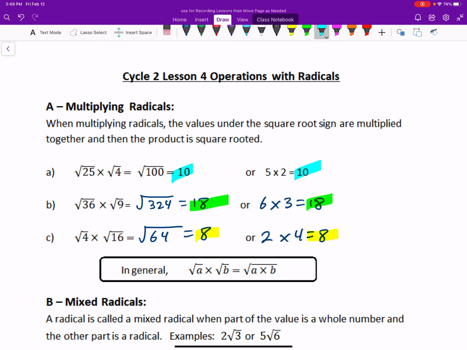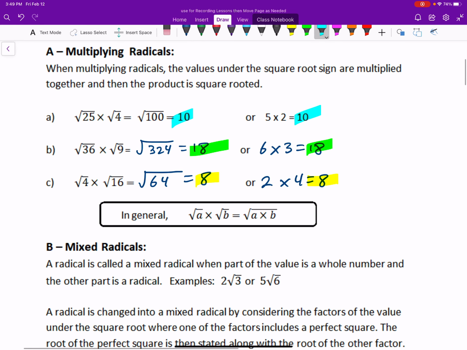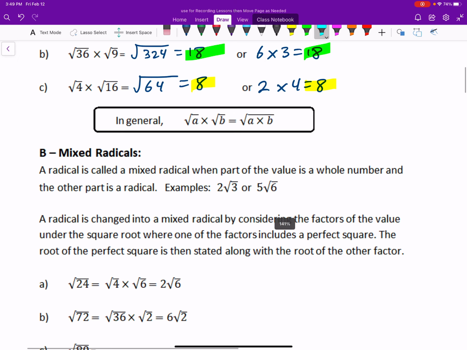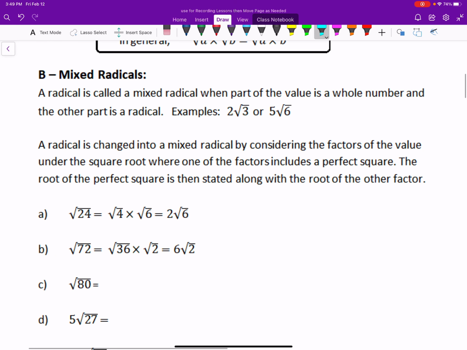Now, not all square roots can be simplified. Obviously, if it's a perfect square, we can take the square root of it to get a whole number, but not all square roots are of perfect squares. So in that case, we can work with something called a mixed radical. A radical, again, is called a mixed radical when part of the value is a whole number and the other part is a radical. In other words, something under the square root symbol.